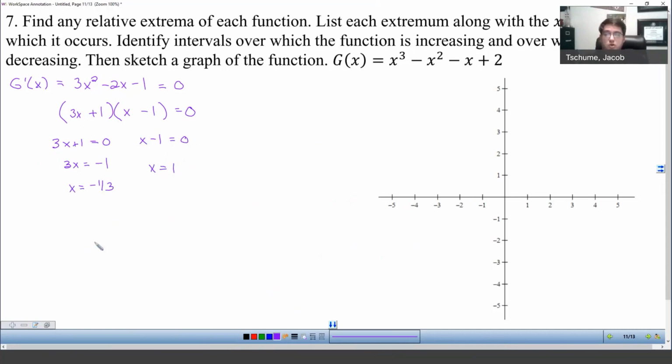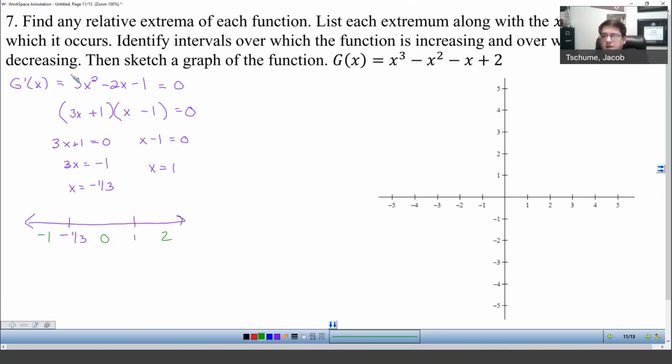All right, we're going to draw our number line down here kind of out of the way. And I'm going to plot both of my critical values on there, negative 1/3 and 1. I'm going to pick out some test values. So let's see, less than negative 1/3, I'm picking negative 1. In the middle, I'm going to pick 0. And over here, I'm going to pick 2.